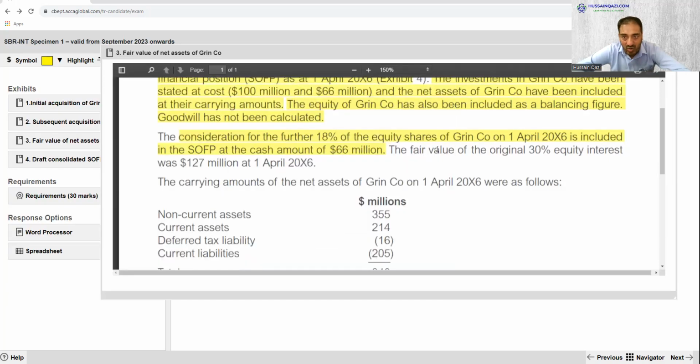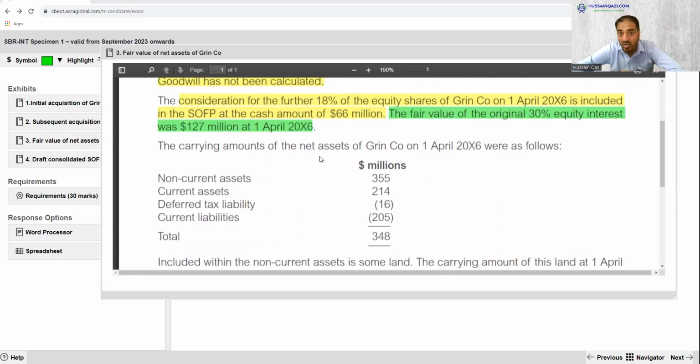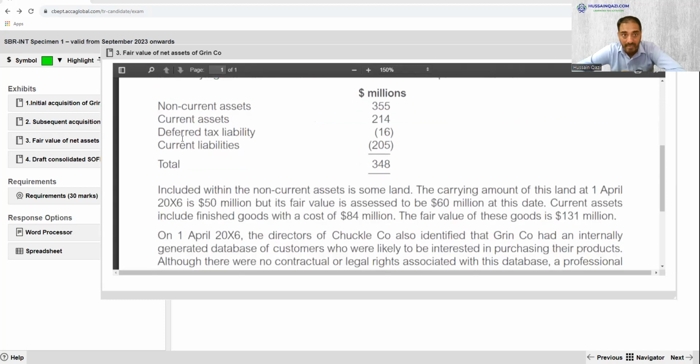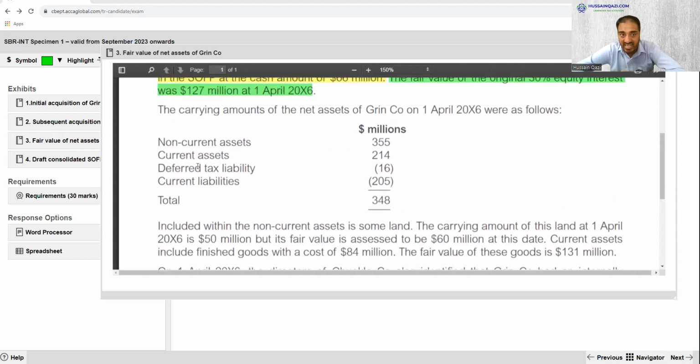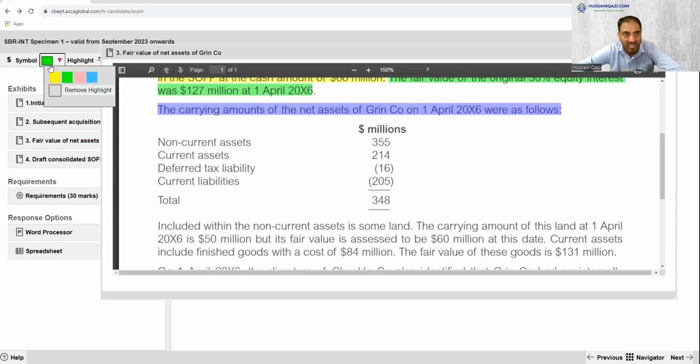The fair value of the original 13% was 27. Here the fair value is mentioned, but it's not reflected in the balance sheet. The carrying amount of the net assets of Grin Company at 1st April X6 were as follows: non-current assets, deferred tax liability, current liabilities. That's the carrying amount of net assets with these values.